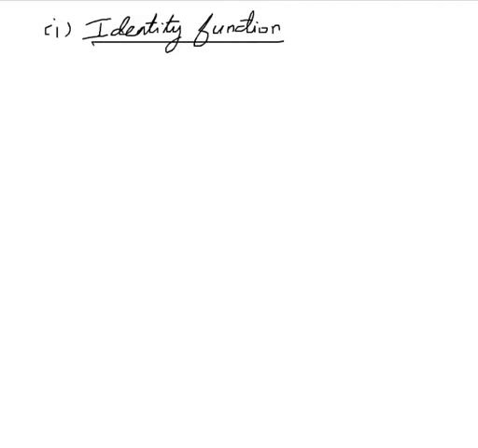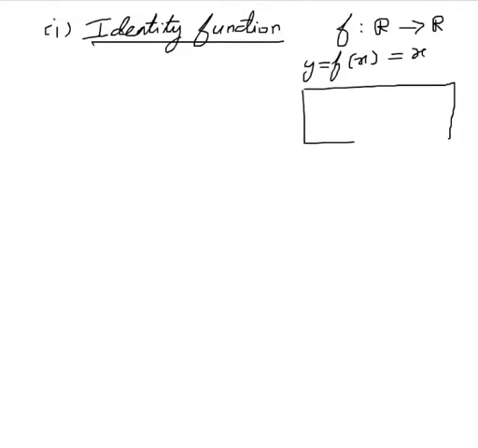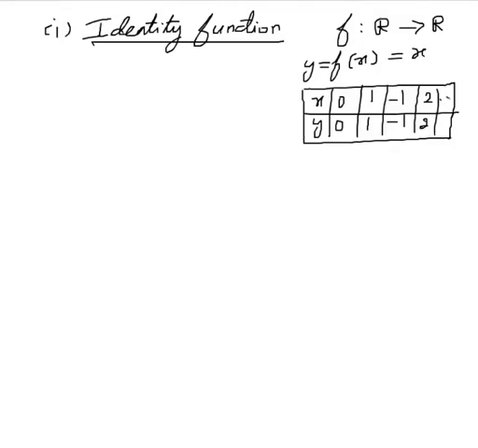Let us consider f from R to R, defined as y is equal to f of x is equal to x itself. This is an identity function. That is, if x is 0, y is 0. If x is 1, y is 1. If x is minus 1, y is also minus 1. For 2, we get 2. For minus 2, we get minus 2.